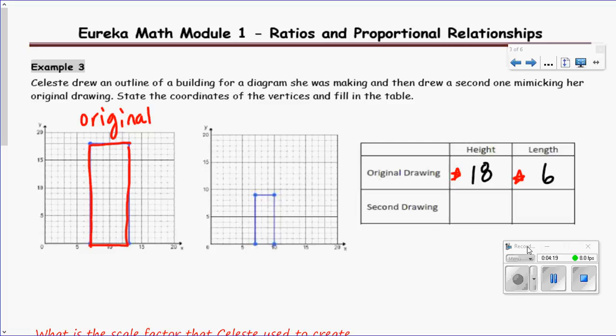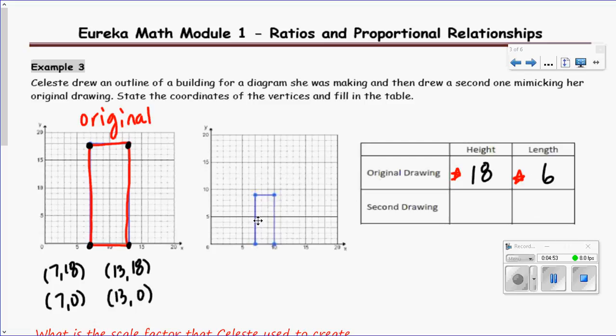The vertices here are (7, 18), (7, 0), because we do the X first, then the Y, and then (13, 18) for this one up here, and (13, 0) down here. What these do is tell you, okay, this is from 7 to 13, so that's where we got 6. They're 6 points away. And then from 0 to 18 is 18. So hopefully that's making sense to you where these came from.